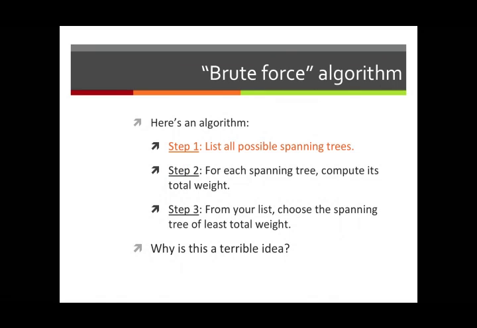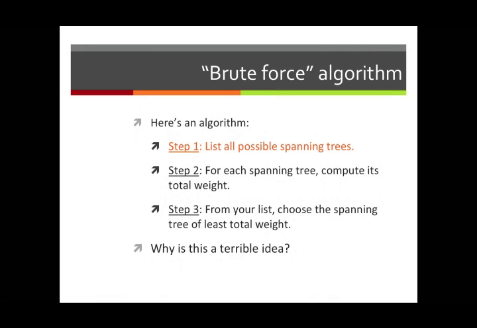Well, here's an algorithm that one could use to solve the problem. Step 1, list all the possible spanning trees. Step 2, for each spanning tree, compute its total weight. And now, having a list of all possible spanning trees and all total weights, let's choose from the list the spanning tree of least total weight. Now look, this is a terrible idea.